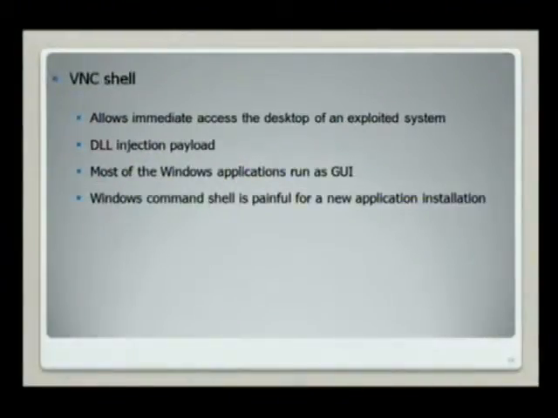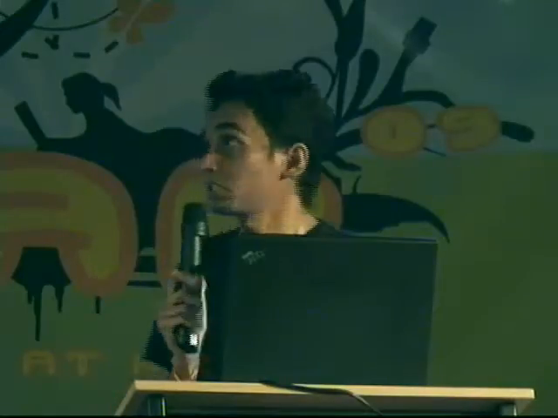And then the VNC shell is for the situation where, let's say, you want to have GUI access on the Windows machine, and you want to use your Windows machine to compromise another system. Uploading or installing your tools will be harder, because you will find that most Windows applications run as GUIs anyway. So you can simply use these VNC shells to do your work.